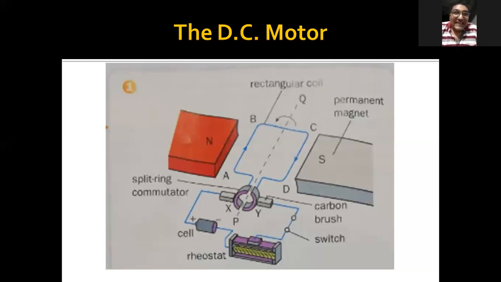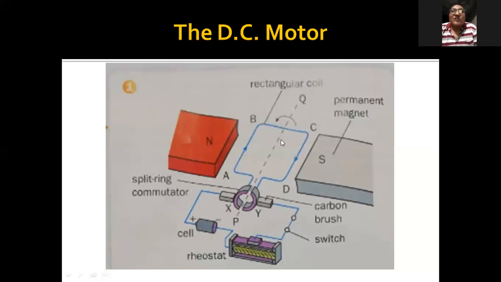So this AB, the side AB, is permanently in connection with this ring X. And this side CD is permanently in connection with the ring Y. When this coil will rotate, these rings will also rotate.